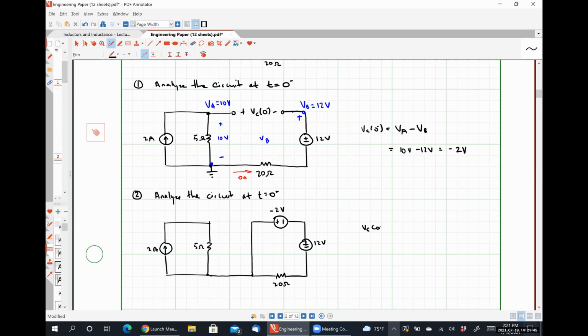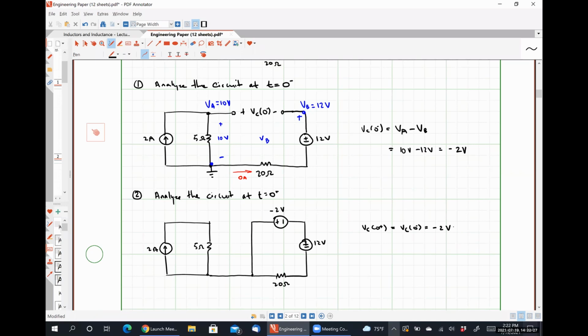So VC at 0 plus must be exactly equal to VC at 0 minus, because we know that the voltage drop across the capacitor cannot change abruptly. So this has to be -2 volts again. In this case, because the only thing I've identified that I'm looking for is the capacitor voltage, we don't actually have to analyze the circuit at all. But if I were looking for any different quantity, we would have to do this analysis where we substitute in a -2 volt source in place of the capacitor.